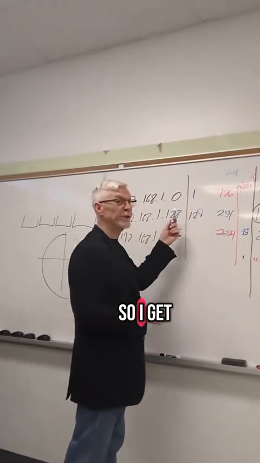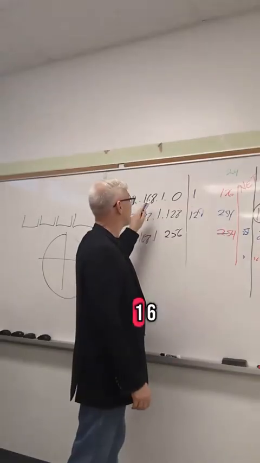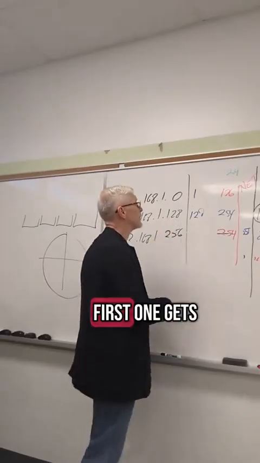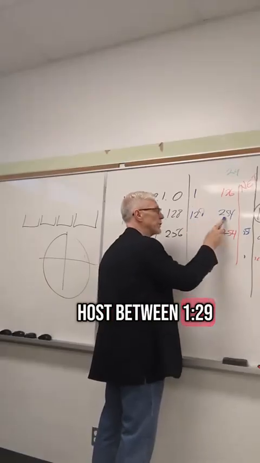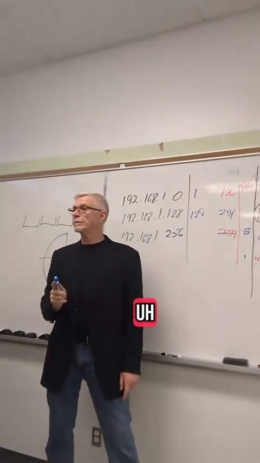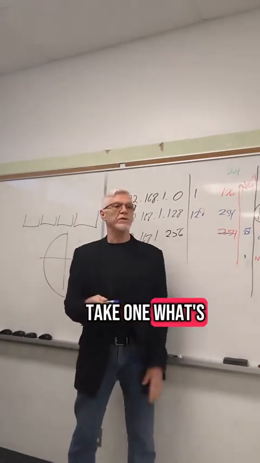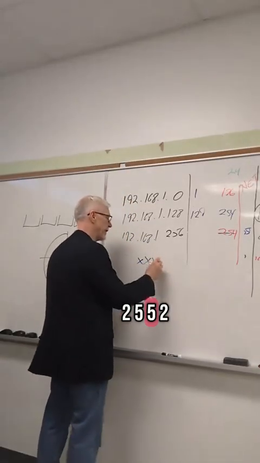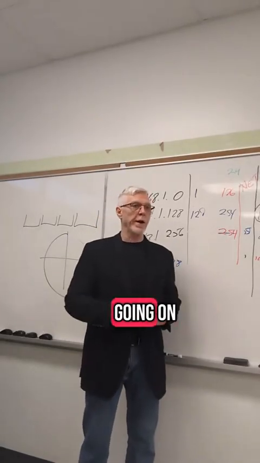So I get 2 networks. One with a network ID of 192.168.1.0. One with 192.168.1.128. First one gets hosts between 1 and 126. Second one gets hosts between 129 and 254. What is the subnet mask on that, Aiden? Well, how many bits did I take? 1. What's the value of that bit? 128. Right. So my subnet mask is 255.255.255.128. And I have to tell the computer that that's what's going on.